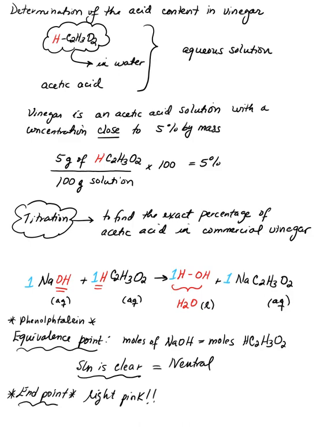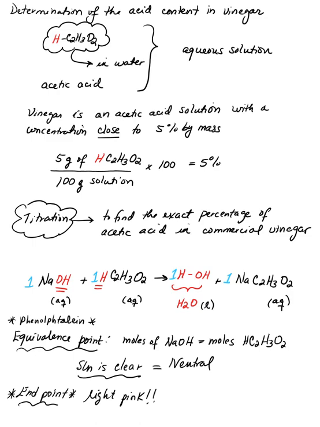In this experiment, we're going to be using titrations to determine the concentration of vinegar in a solution. A solution of vinegar is composed of two ingredients or two components. We have the solute, which is acetic acid, and then the solvent, which is water. So in a solution, there are two components, the solvent and the solute. And in vinegar, the solute is acetic acid.